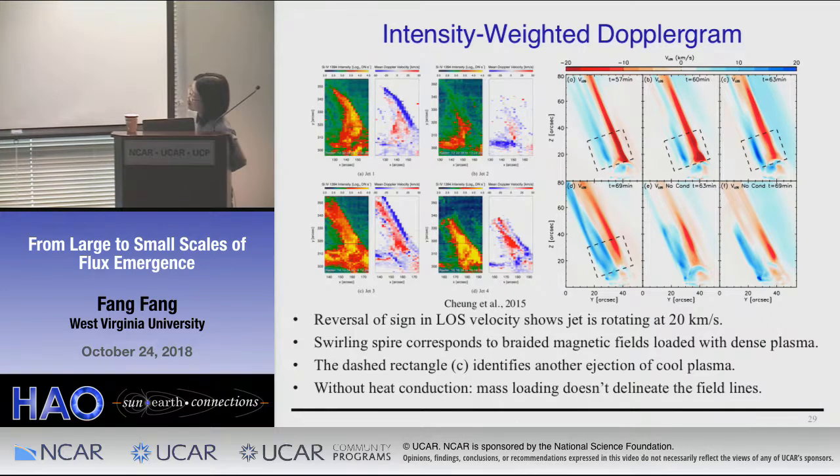So you see that this swirling spire corresponds to this structure where the plasma has been driven into the corona, followed by a widening of the jet column. And also this swirling spire corresponds to braided magnetic field loaded with dense plasma.